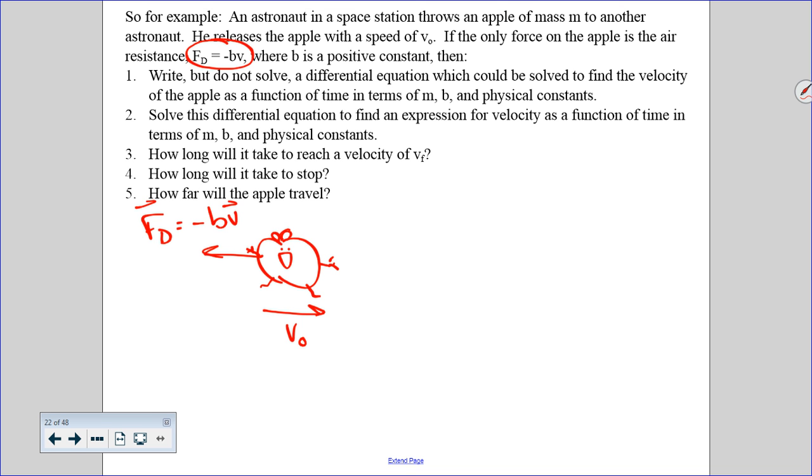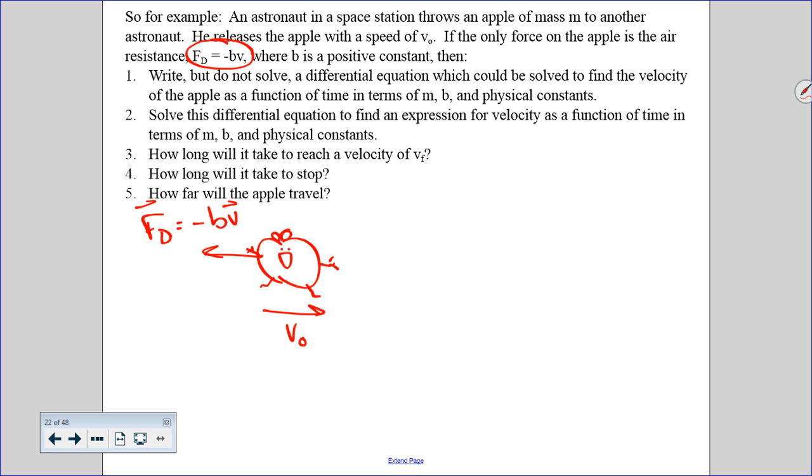What's the negative telling me? The direction. It's telling me that my drag force acts in the opposite direction of the motion. This will always be true. Your drag force always acts in the opposite direction of the motion because it's resisting motion. Okay? So we need to somehow come up with an expression for the velocity.